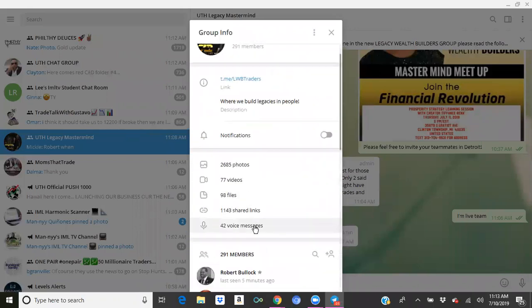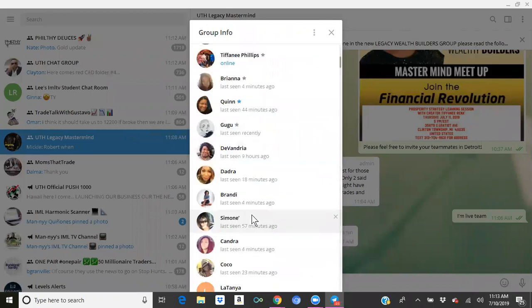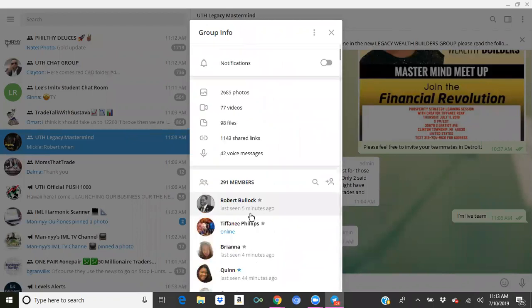And any type of voice message. You can see members, you can private message members within the group. There's just a lot of cool things.